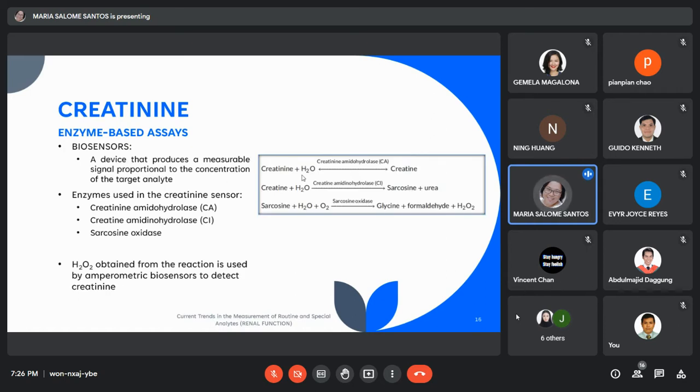Then to define biosensors, a biosensor is a device that produces a measurable signal proportional to the concentration of the target analytes. So the following are the enzymes used in creatinine sensors. First is the three-enzyme system: creatinine amidohydrolase, creatine amidinohydrolase, and sarcosine oxidase.